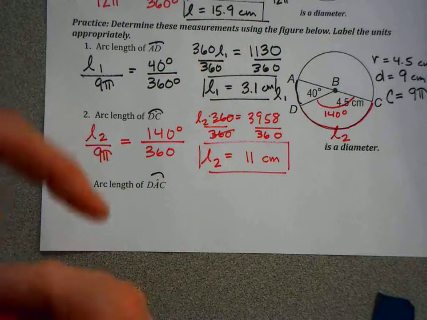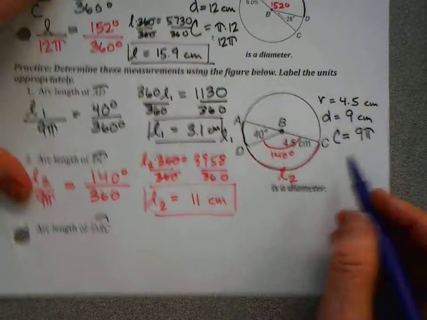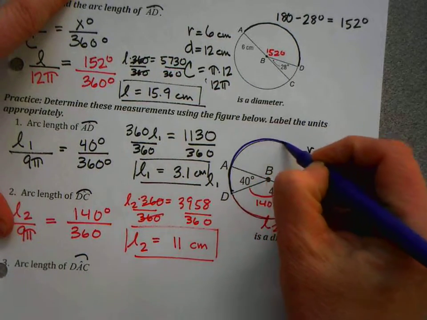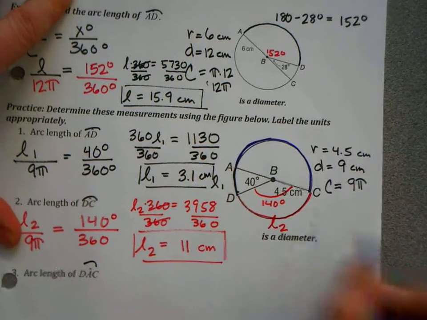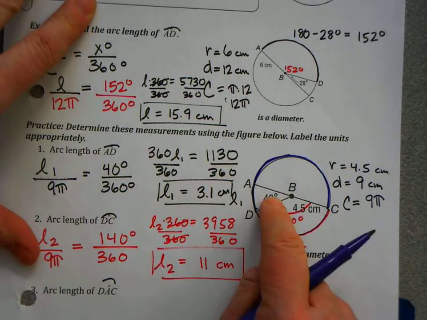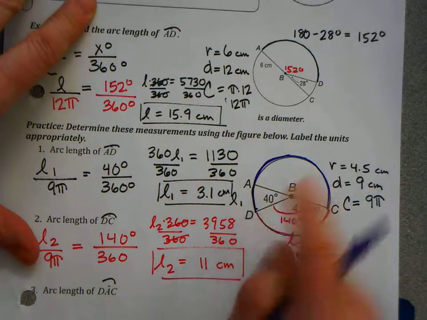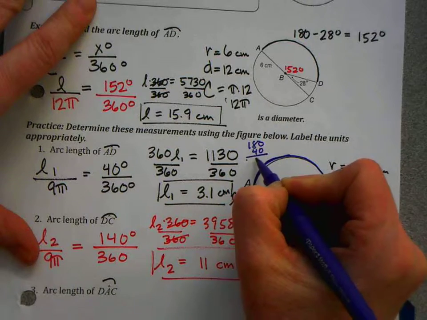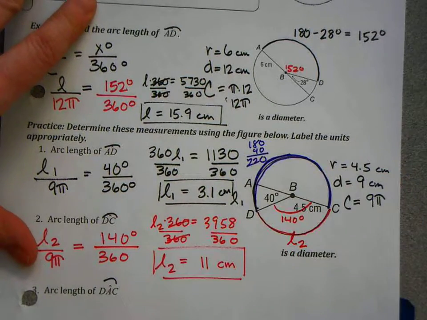All right, last one. We're doing arc DAC. Color it, DAC, coloring it in purple. That's my arc. Now I'm going to need the degrees. So I know this is 180 plus 40, which is going to be 220. That's the amount of arc I'll be trying to figure out.